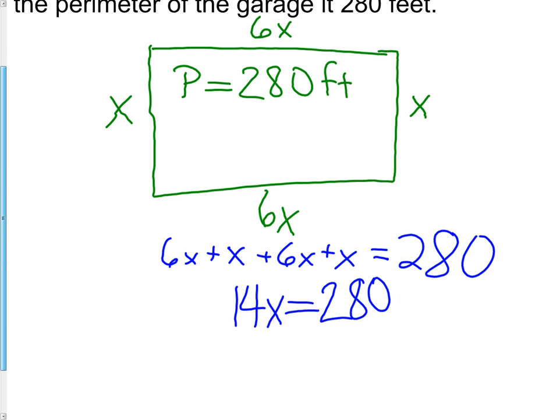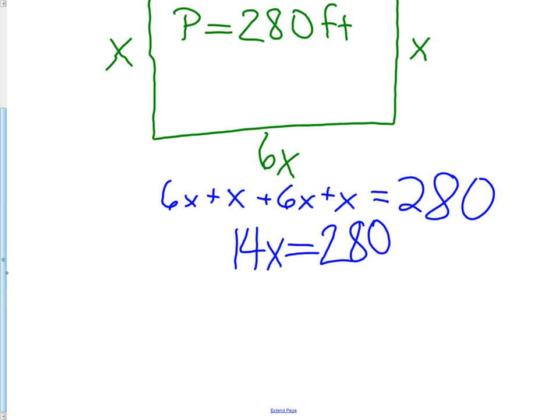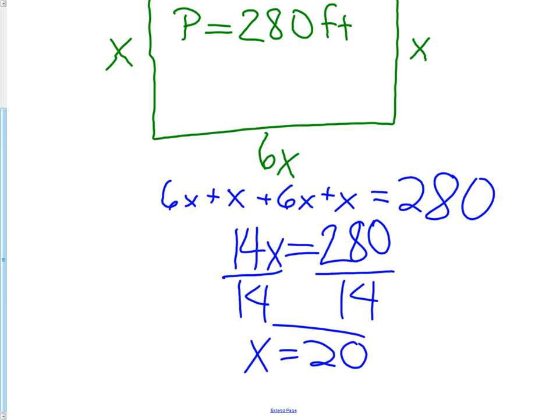One last step to go and we're done. Divide by 14 on both sides and you're done. X equals 20.